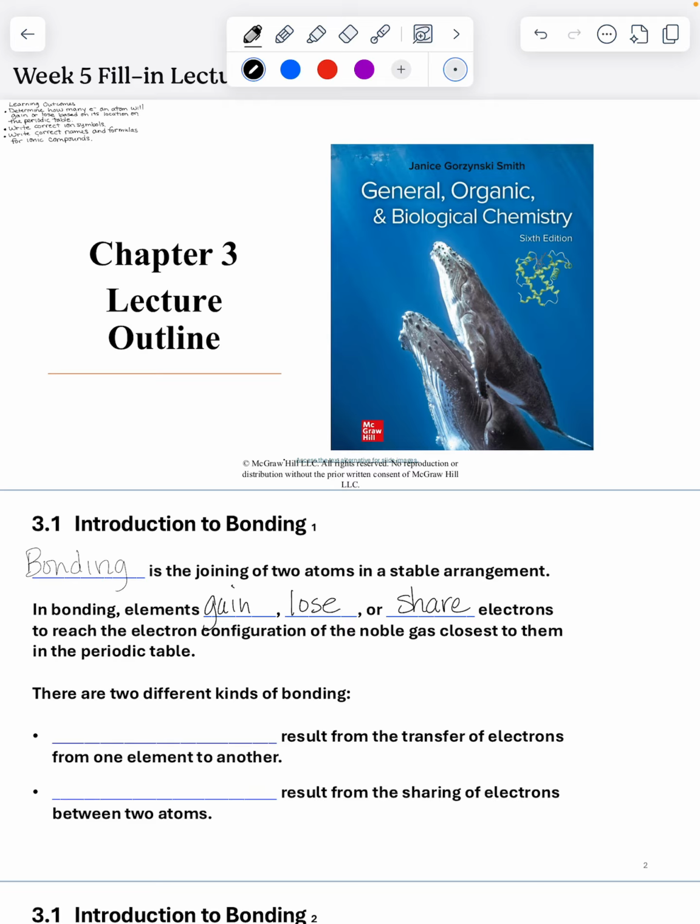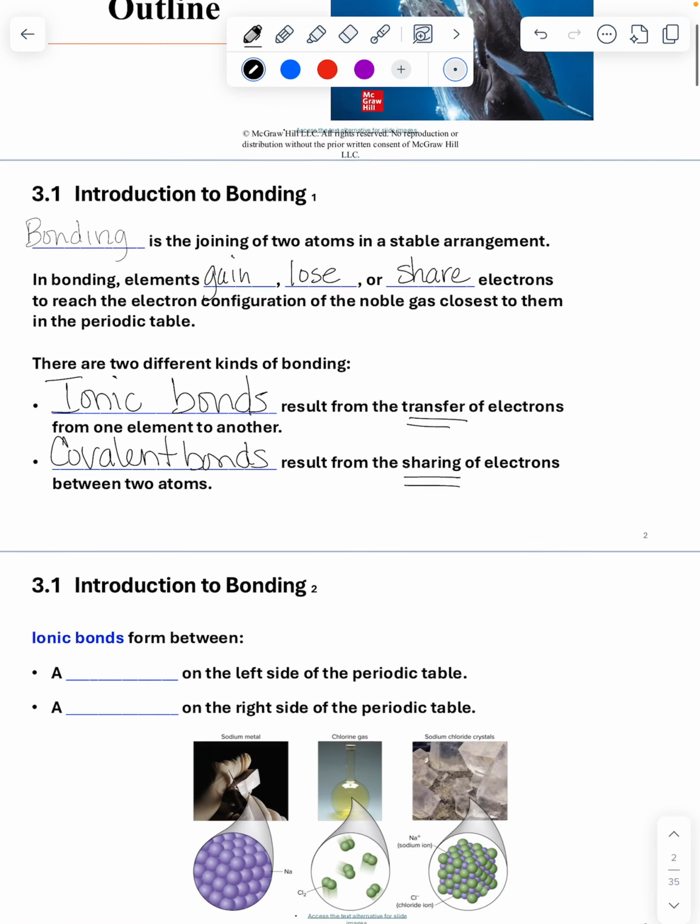We're going to look at two different types of bonding. The first one we are going to focus on in this unit is ionic bonds. They result from the transfer of electrons from one element to another. And then when we get to Unit 4, we're going to focus on covalent bonds. Covalent bonds result from the sharing of electrons between two atoms. So ionic bonds are a transfer of electrons, and covalent bonds are sharing the electrons within that bond.